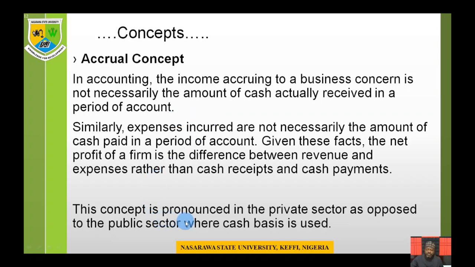This concept is more pronounced in the private sector as opposed to the public sector, where cash basis is mostly used. But even in recent time, in the public sector, they have actually found themselves engaging in accrual based accounting, and that tells us the superiority of this accrual concept over the cash basis of accounting.